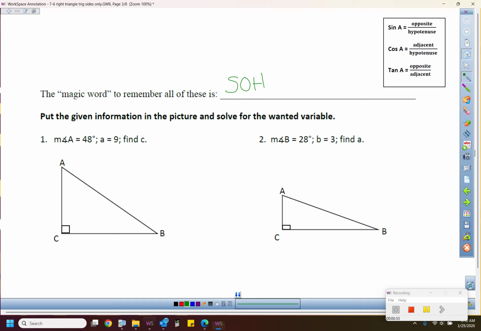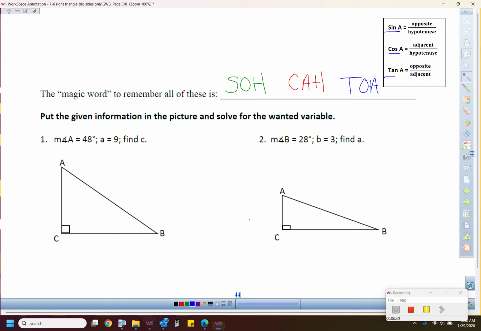So we'll put S for sine, O for opposite, H for hypotenuse. Then cosine's definition is adjacent over hypotenuse. So we have cosine, adjacent over hypotenuse. And then finally, tangent's function is opposite over adjacent. So the magic word for this chapter is SOH CAH TOA, because it tells you what the sine, the cosine, and the tangent relationship is. So as weird as that is, let's dive into this situation.